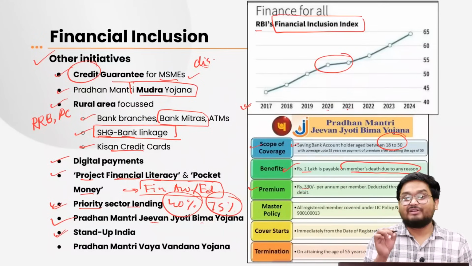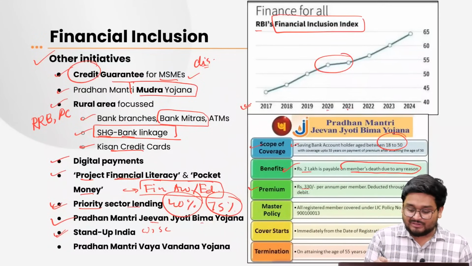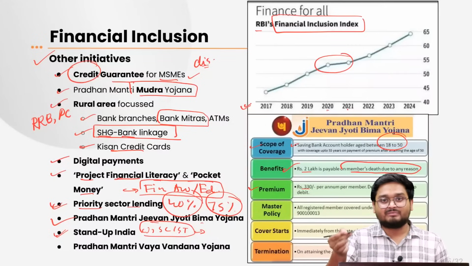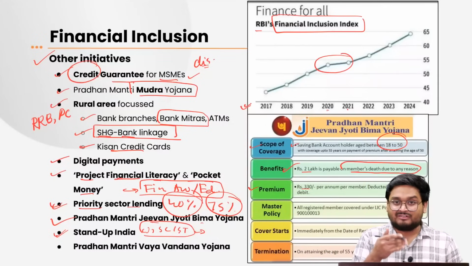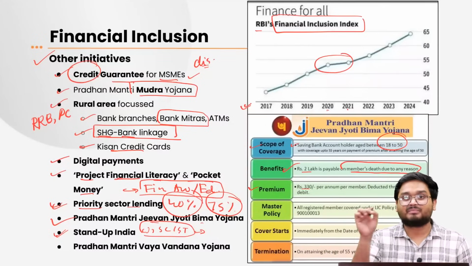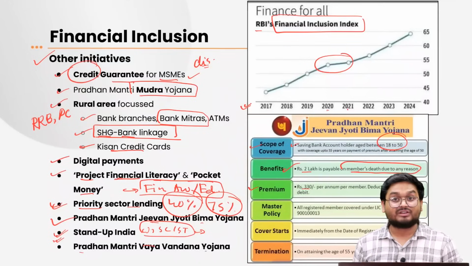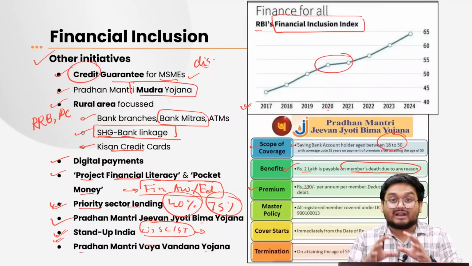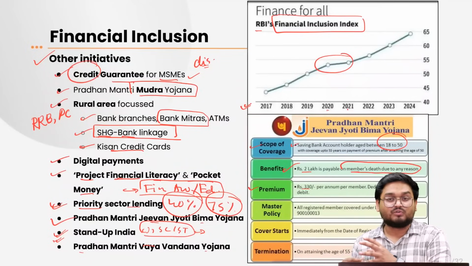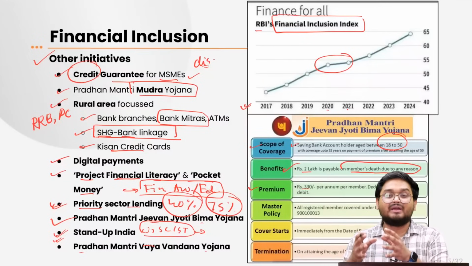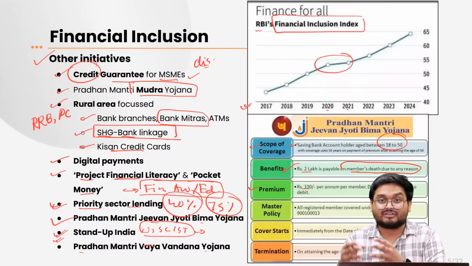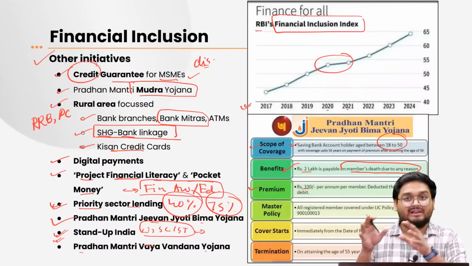Next, we also have a very important scheme for women, for SC, for ST communities, to promote more and more entrepreneurship by taking loans from the government at a very low interest rate, which is known as Stand Up India. And finally, in this list, we have the Pradhan Mantri Vaya Vandana Yojana, which is a very important scheme targeted at the elderly population, improving their lives and giving them various incentives in their elderly life.